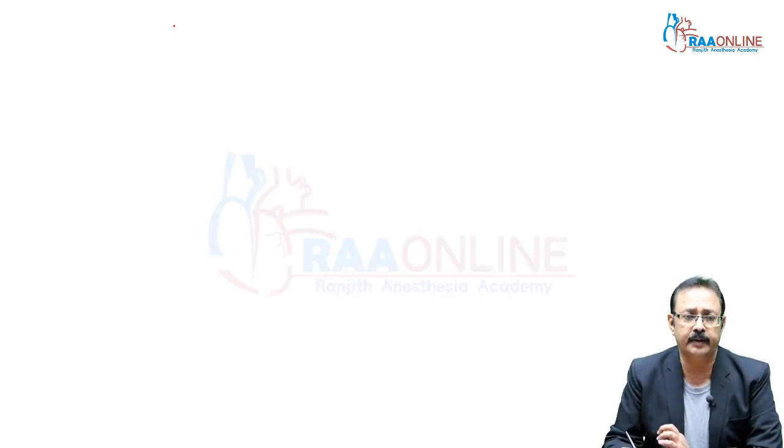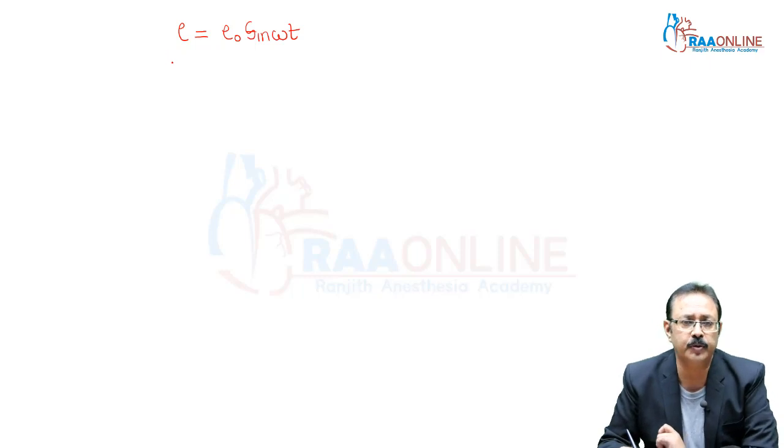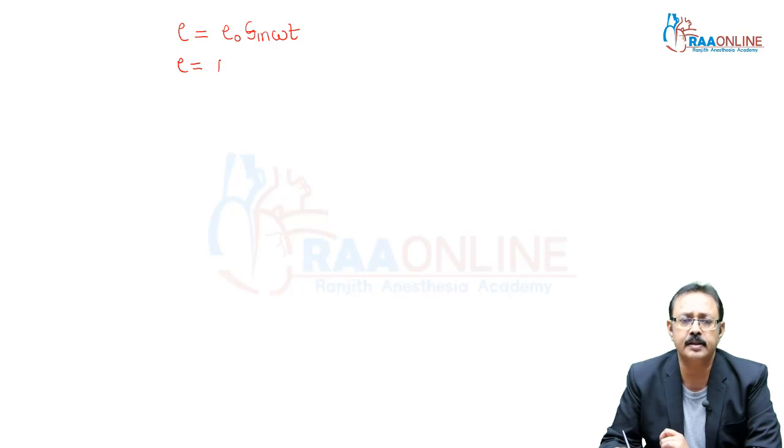We studied in the chapter that when a coil is rotating in a magnetic field, an EMF equal to E0 sin omega t will be induced in the coil. And what was that E naught? The value of E naught was NBA omega, the peak value of the induced EMF. So E = E0 sin omega t.